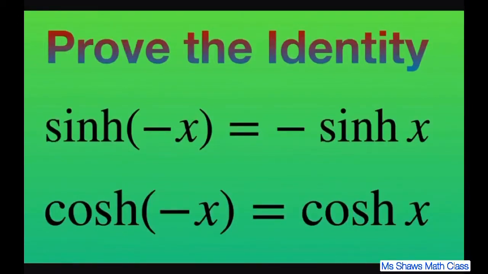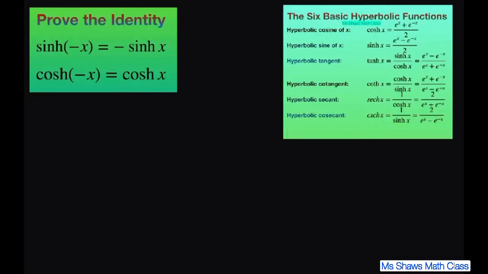Everyone, we're going to prove the even-odd identities for hyperbolic sine and hyperbolic cosine. Basically, this just means that when you plug in a negative x, if you get negative times the function, this is going to be odd. And if you plug in negative x and you get a positive here, that means it's an even function.